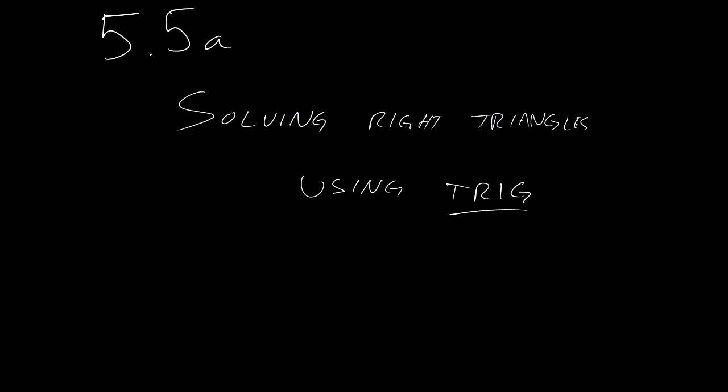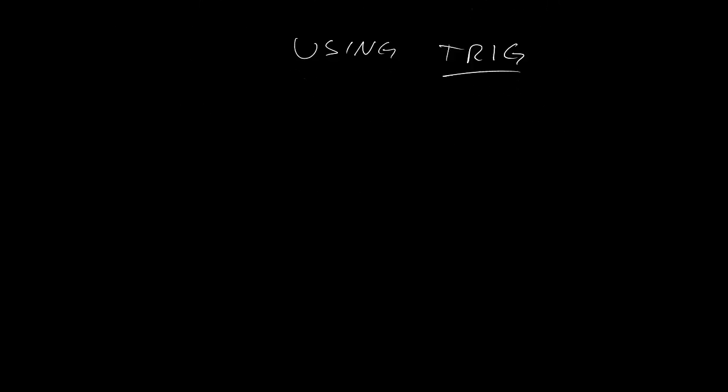Today we're talking about solving right triangles using trigonometry. So let's start off with this triangle here. Let's say we have a right triangle where it's R, S, and T. They give us the angle T as 12 degrees, and our side S is the side opposite our right angle, so this is 12.